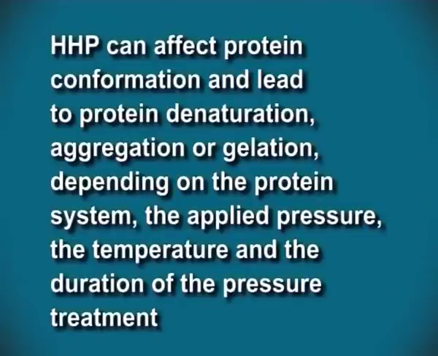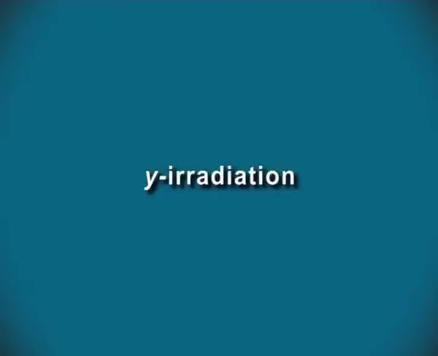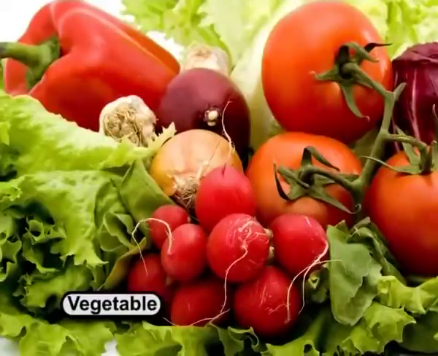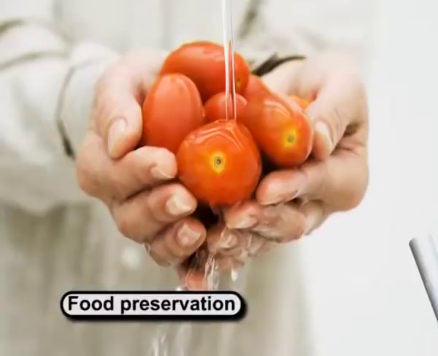HHP can affect protein conformation and lead to protein denaturation, aggregation or gelation depending on the protein system, the applied pressure, the temperature and the duration of pressure treatment. Gamma irradiation. Fruits and vegetables can be treated with gamma irradiation to extend shelf life. Irradiation is a physical treatment involving direct exposure to electrons or electromagnetic rays for food preservation and improvement of safety and quality.